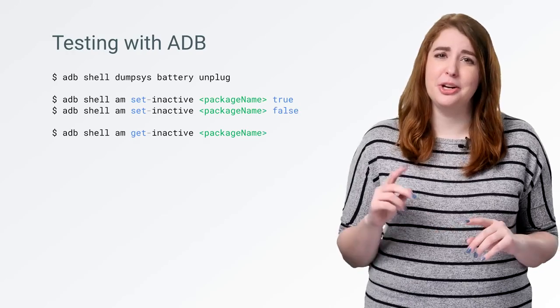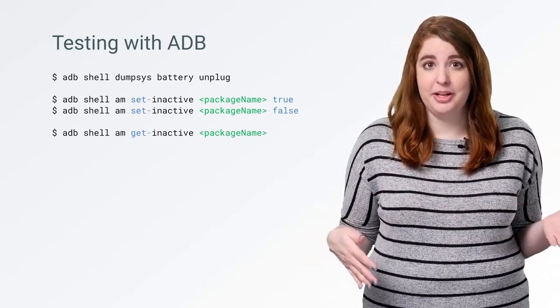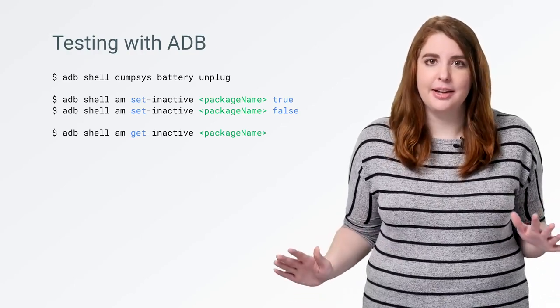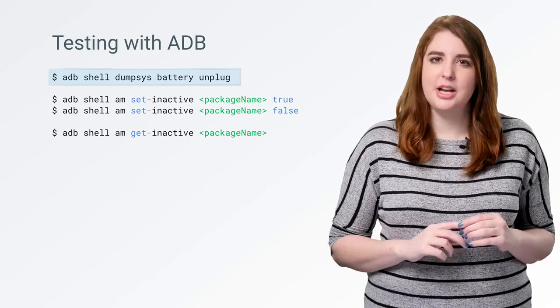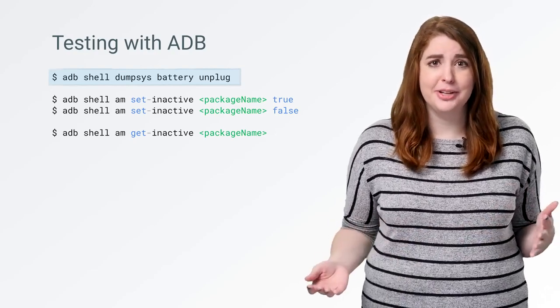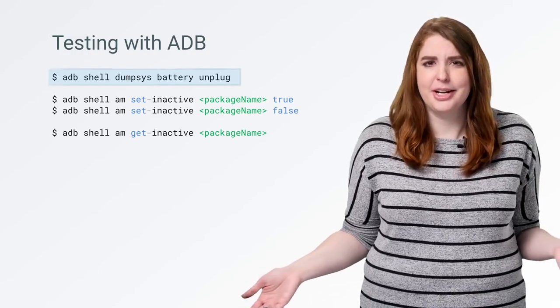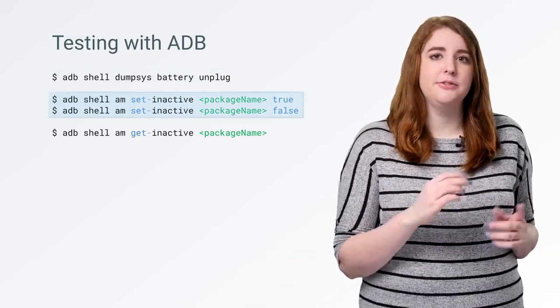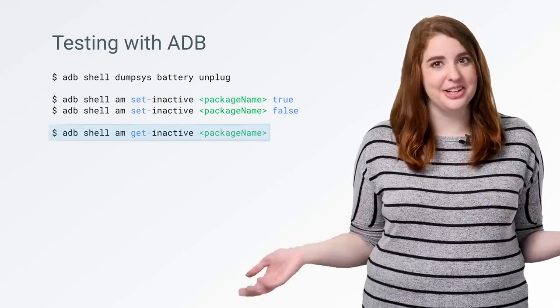To help you, we created a new ADB service that will let you toggle in and out of App Standby. So you need a device or an emulator running Marshmallow, and then you need to open your app and leave it running. And then to force your app into App Standby, you first need to instruct the device not to pull any power from the cable connecting it to your computer, because being plugged in means we aren't worried about battery anymore. Then use set inactive true or false to toggle into or out of App Standby, and get inactive will let you check the current state.